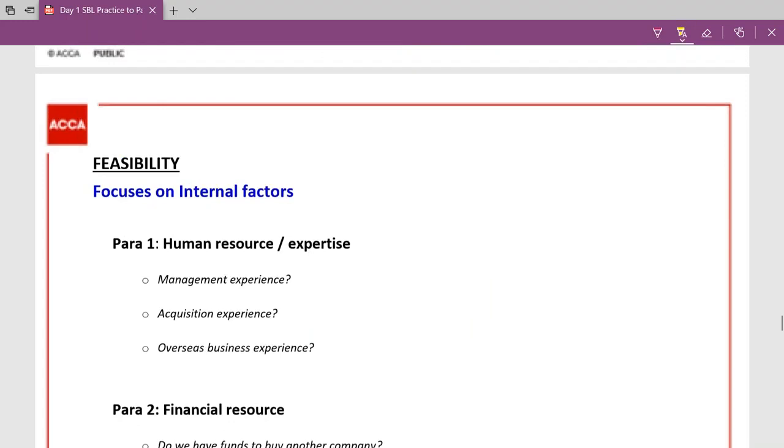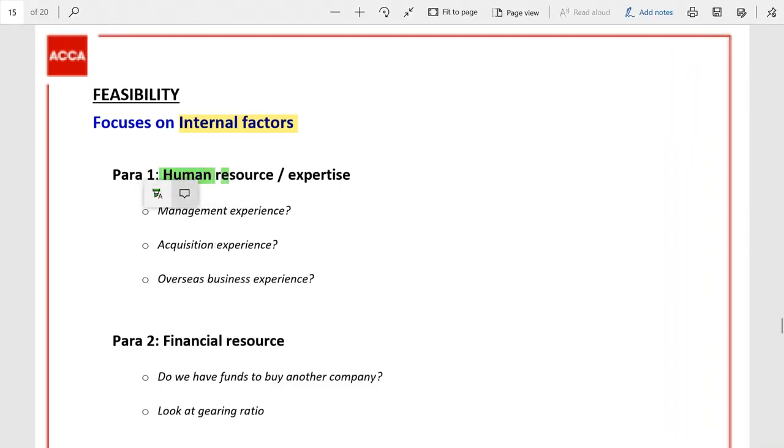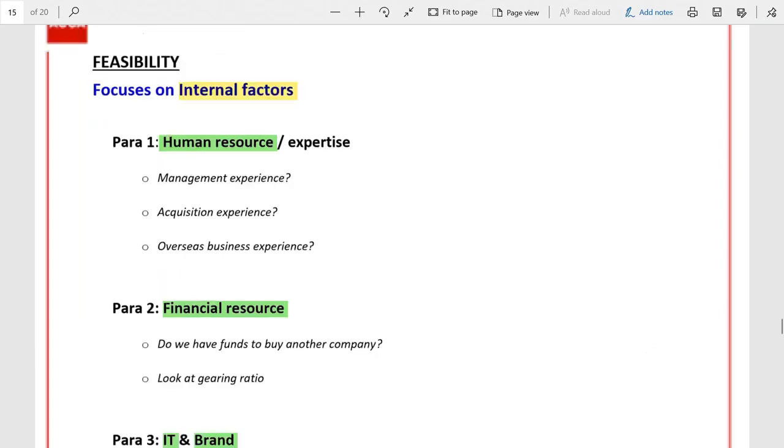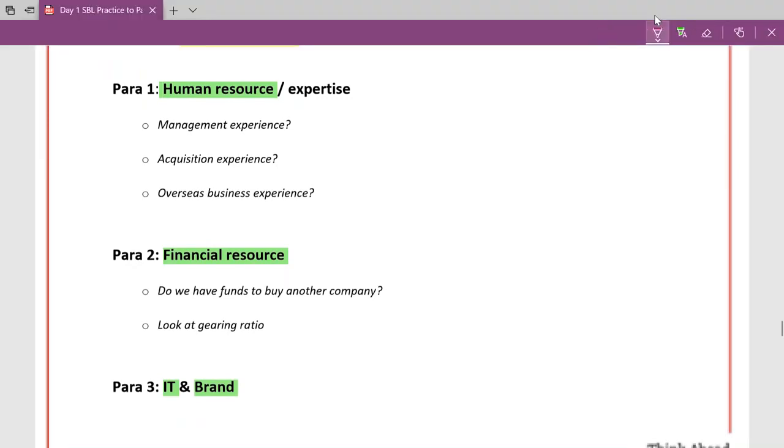Feasibility talks about internal factors. Suitability talked about external factors, and feasibility talks about internal factors. Do you remember the four things we need to touch upon? What are the four pillars of internal factors? Human resource, financial resource, IT, brand. Remember? So when we talk about feasibility, now we are trying to acquire another company, right? Remember the question? We are trying to acquire another company. So under SFA, you look at these three things.